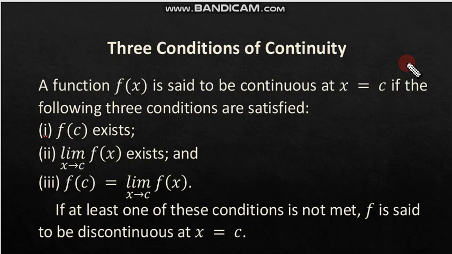The three conditions of continuity on a point. A function is said to be continuous at x equal to c if the following three conditions are satisfied. First, f of c must exist. Second, the limit of the function must exist. And third, f of c is equal to the limit of the function. If at least one of these conditions is not met, our function is said to be discontinuous at that certain point.